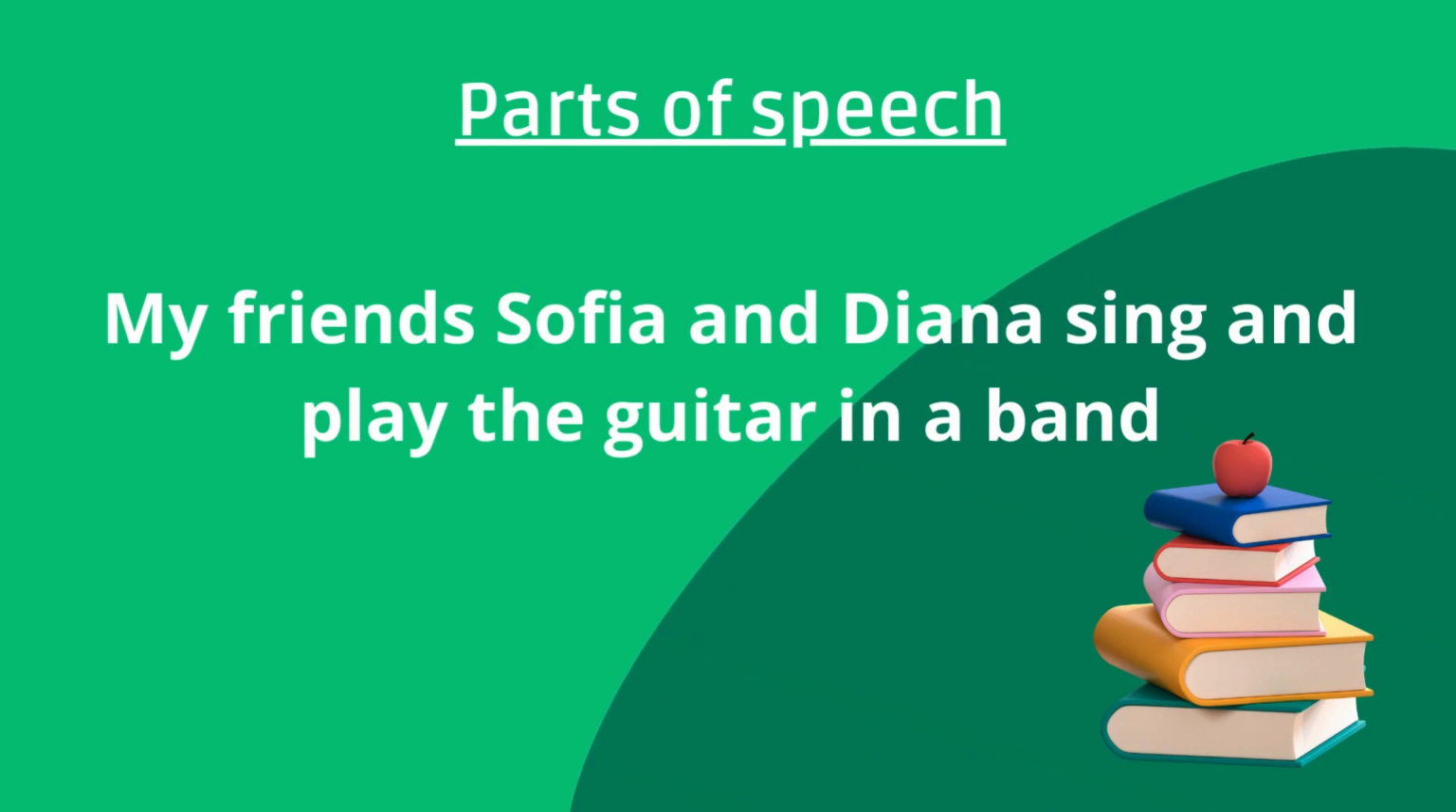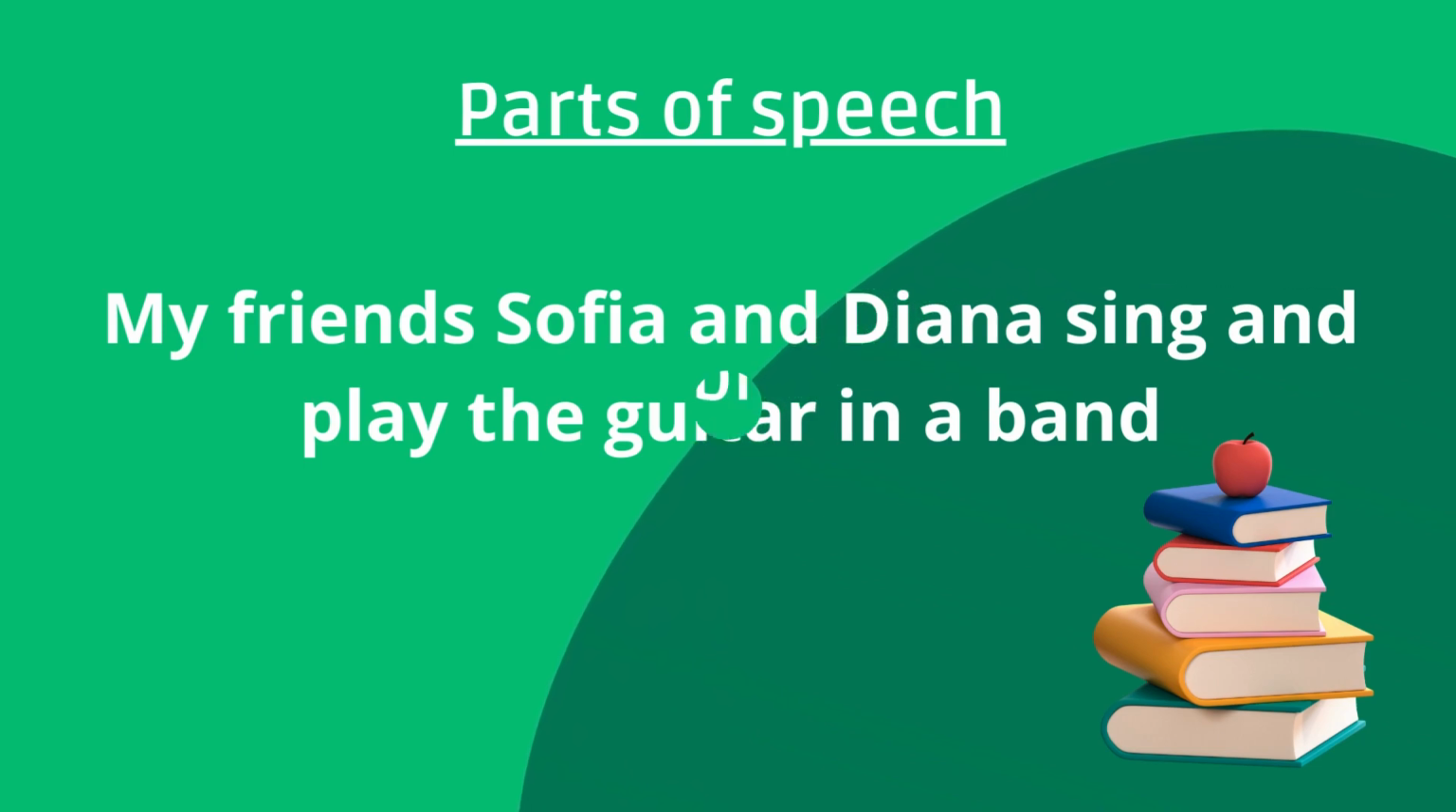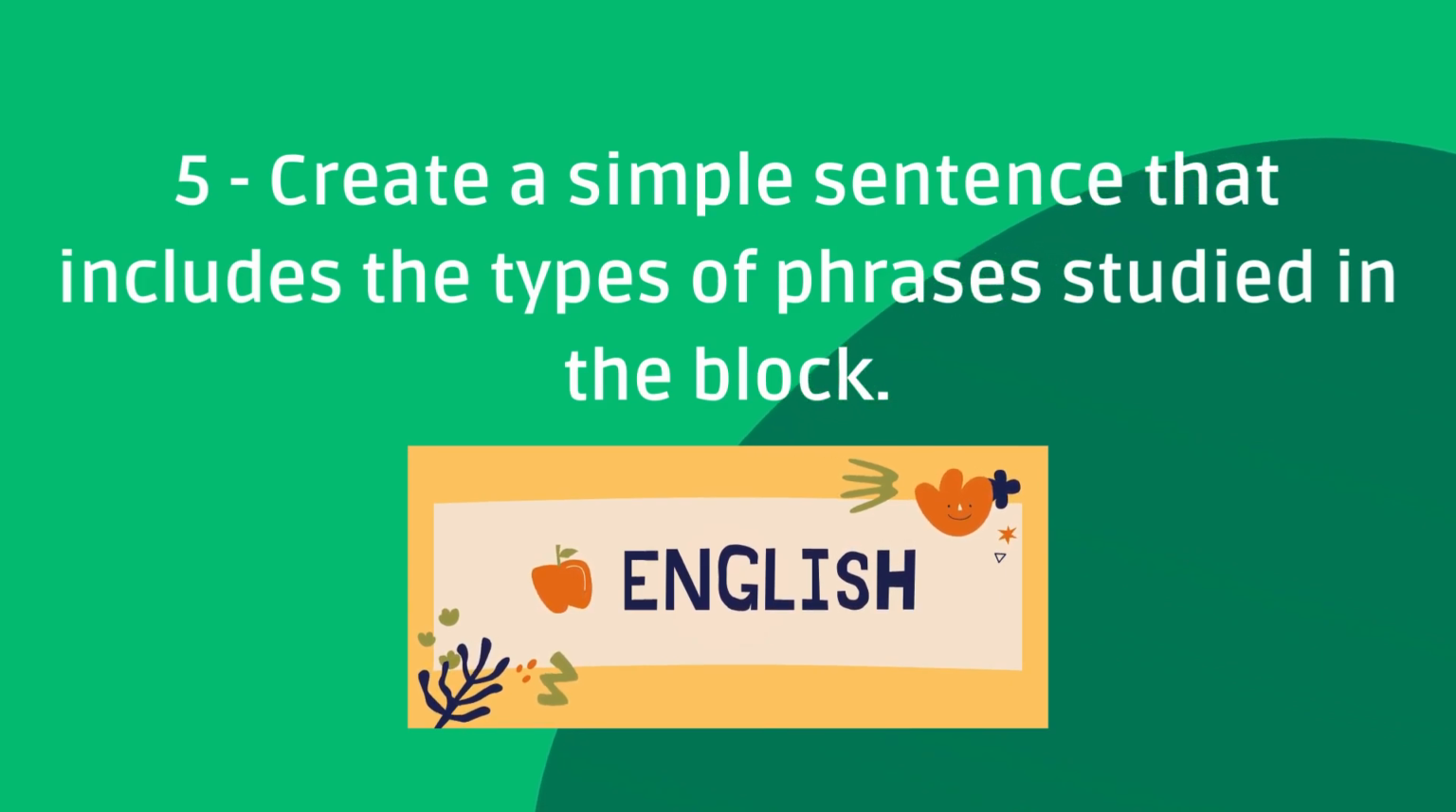In this sentence, we have the next elements: the possessive pronoun my acting like the determiner in the sentence, the adjective friends, the noun Sophia, the conjunction and, the noun Diana, the verb sing, the conjunction and, the verb play, the article the, the noun guitar, the preposition of place in, the article a, and the noun band.